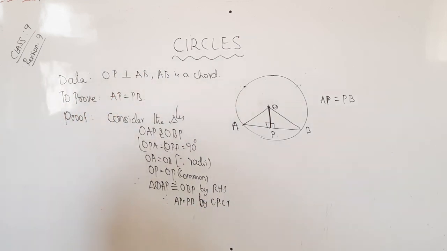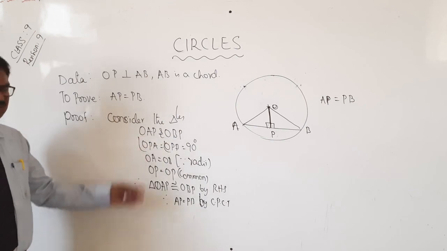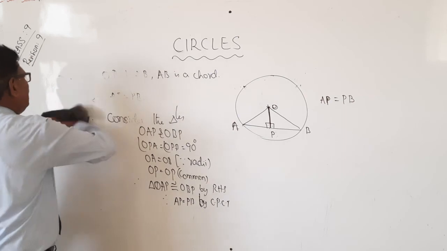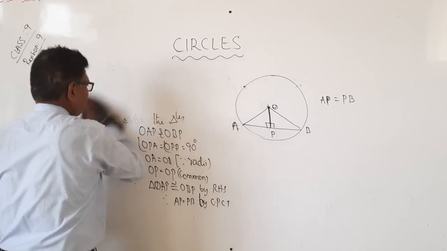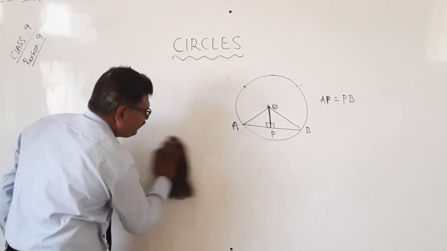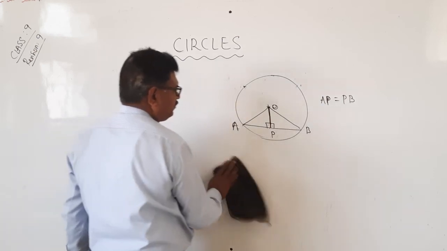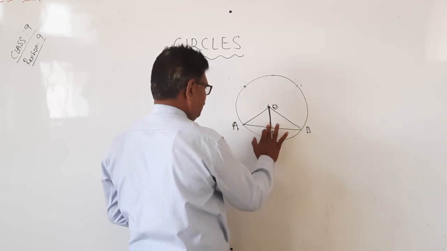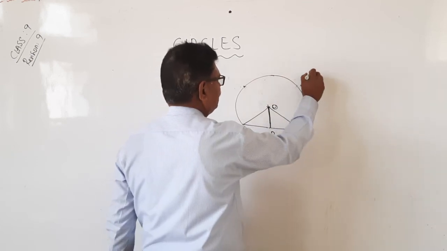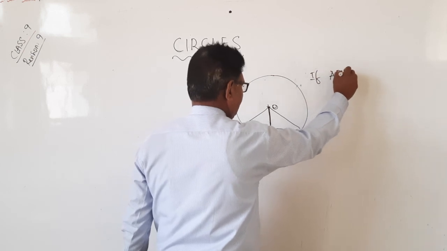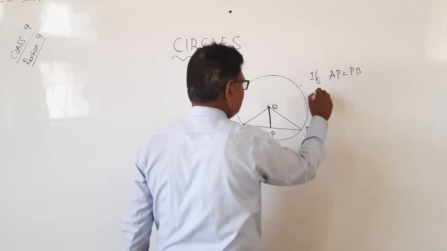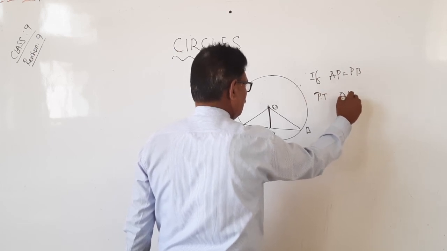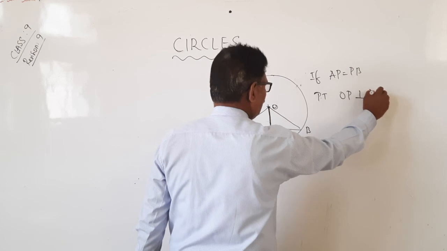CPC means corresponding parts of corresponding triangles. Understood? Same, only we have to prove the converse. How the converse? Converse means if. So we should prove like this: if AP equal to PB, then prove that OP is perpendicular to AB.